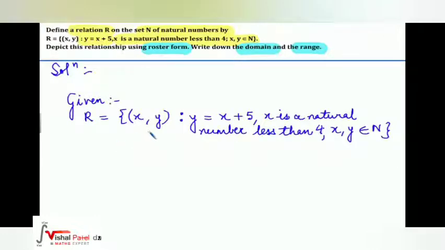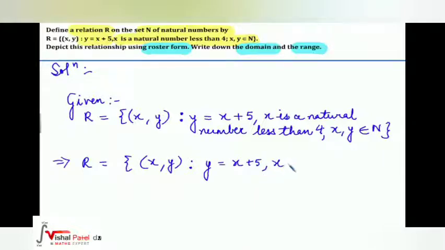In this question, given R is equal to xy, so our relation is x and y, where y is equal to x plus 5, and x is a natural number less than 4. X and y both belong to N. So x is a natural number less than 4, so x is 1, 2 and 3, right? X is equal to only 1, 2 and 3, and y belongs to N, and xy both belong to natural numbers.